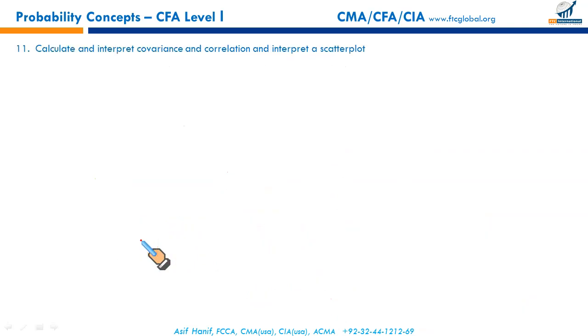Moving on, calculate and interpret covariance and correlation and interpret a scatter graph.